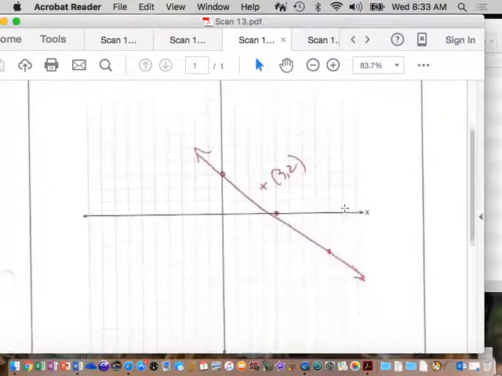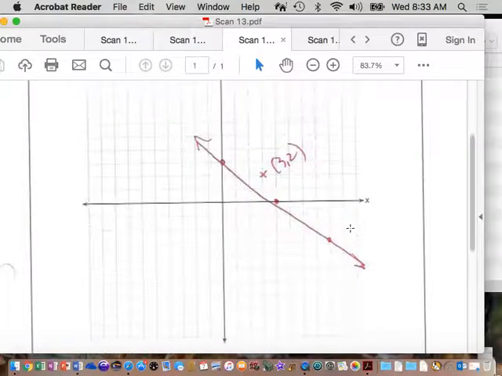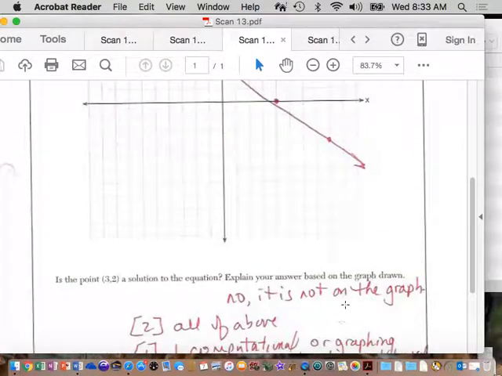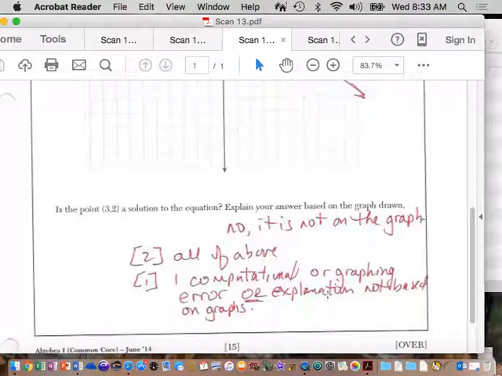Okay, here's the graph. Make sure you got that right. And for your explanation, it must refer to the graph in the explanation. So you've got to say (3, 2) is not on the graph. 2 points for all of the above. 1 point for an error of any sort or no explanation referencing the graph. It has to be based on the graph.